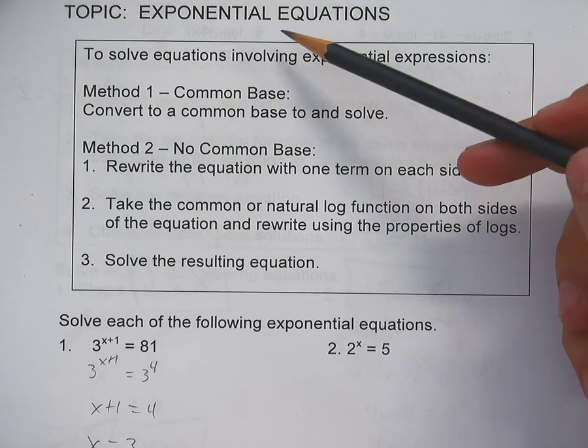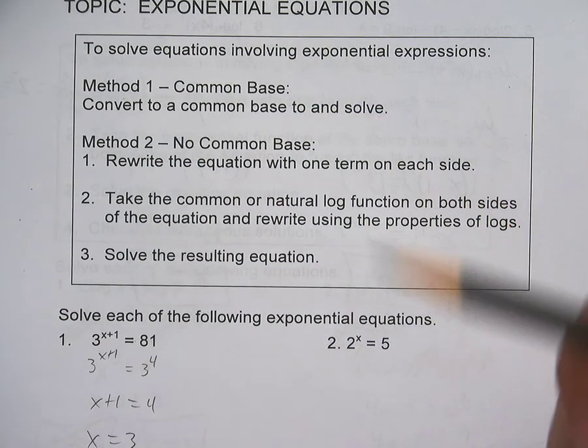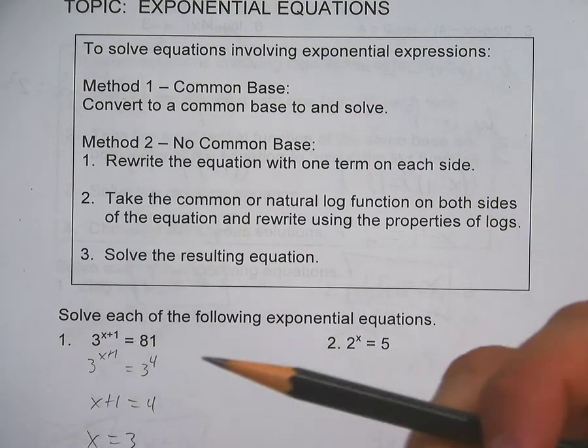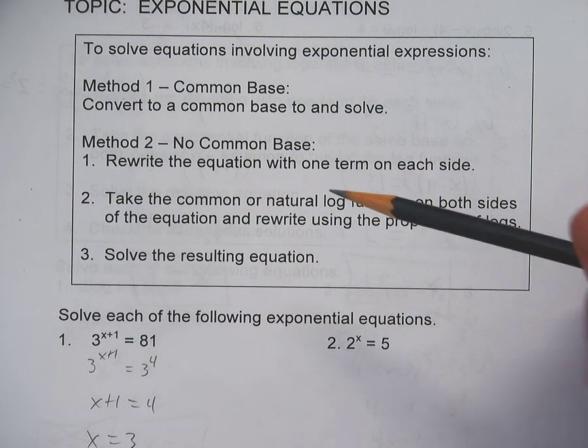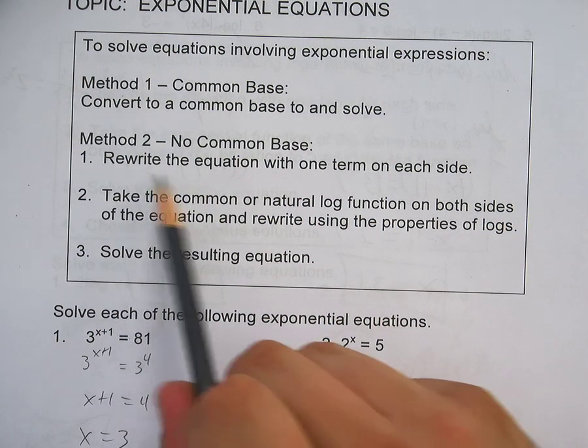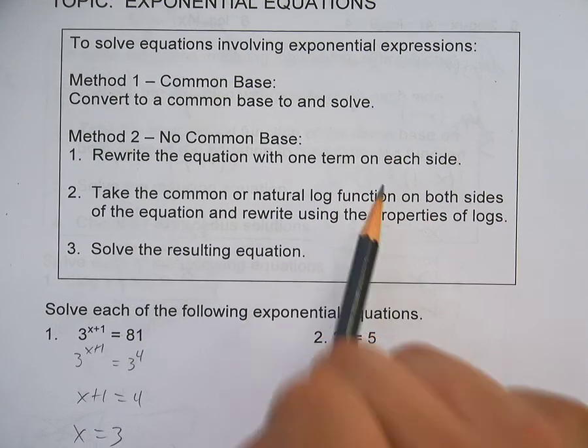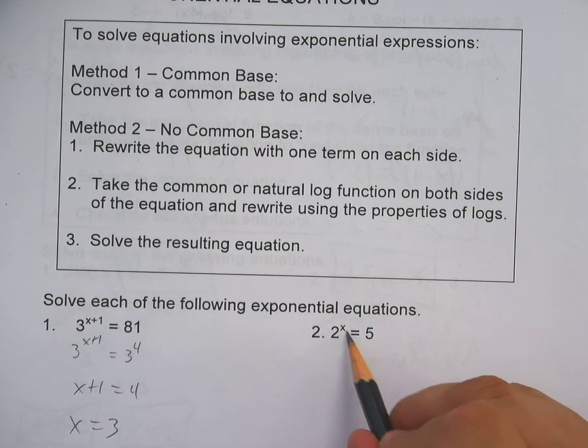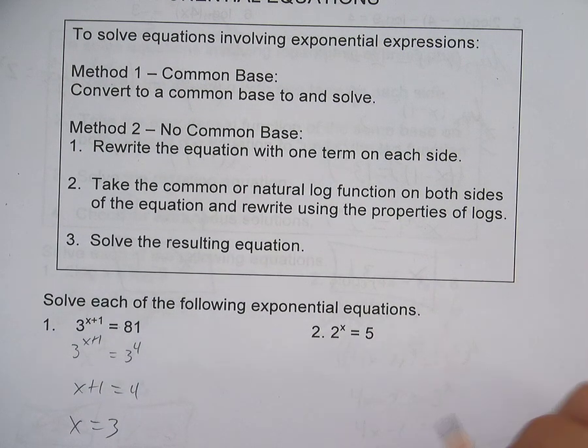Method 2 for solving exponential equations is to use logarithms. And here's how we're going to do it. Rewrite the equation with one term on each side. So number 2 here, 2 to the x equals 5. That's one term on each side.